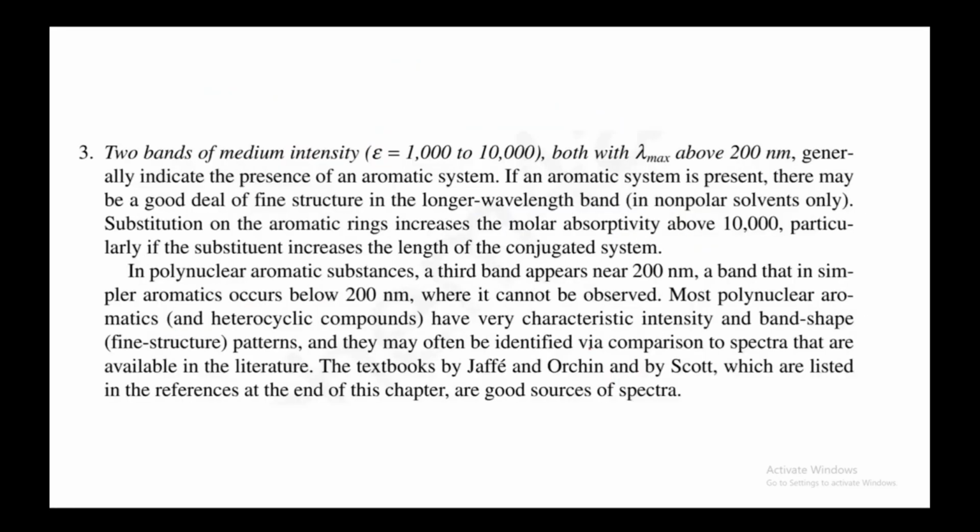Let's go to Guideline 3. Two bands of maximum intensity 1000 to 10,000, both with lambda max above 200 nanometer, generally indicate the presence of an aromatic system. This is how you can identify that there's an aromatic system. Aromatic system means there's a benzene ring or any heterocyclic which are aromatic in nature, or naphthalene.